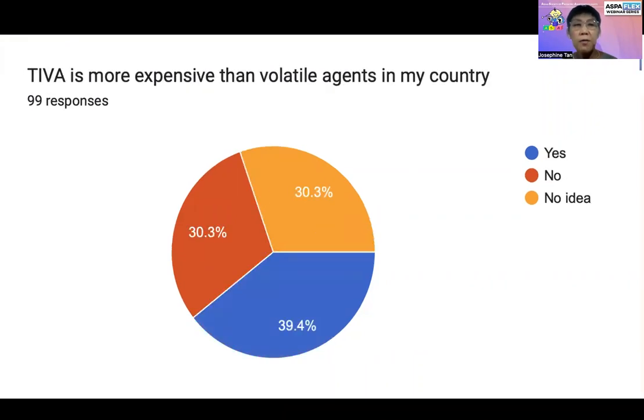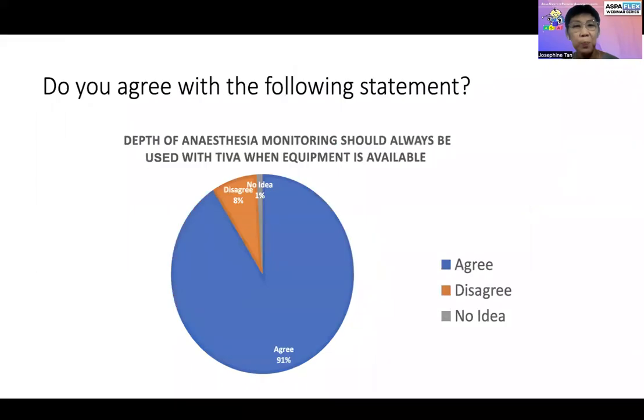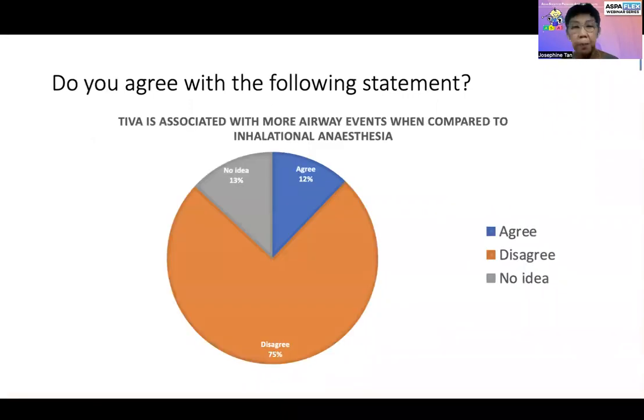The third question, TIVA is more expensive than volatile agents in my country. I think most of the majority of the answer is yes, and quite a number of people do not know, and some people also say no. The fourth question, do you agree with the following statement? The depth of anesthesia monitoring should always be used with TIVA when equipment is available. And I think the majority who responded agree with this statement. Quenza will share the rest of the answers of the pre-webinar survey.